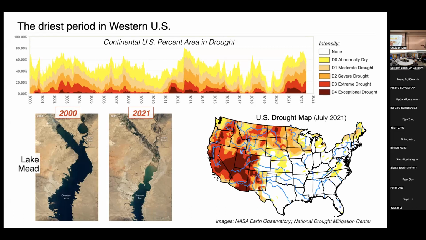In this lower right corner is the US drought map in July 2021, showing that extreme levels of drought were really gripping the entire Southwest. So this ongoing mega drought in Western United States is demonstrated to be the worst or driest period since at least 1,200 years ago. What's making the situation worse is the ever-increasing human population, which together with the drought are really bringing water security to a tipping point.